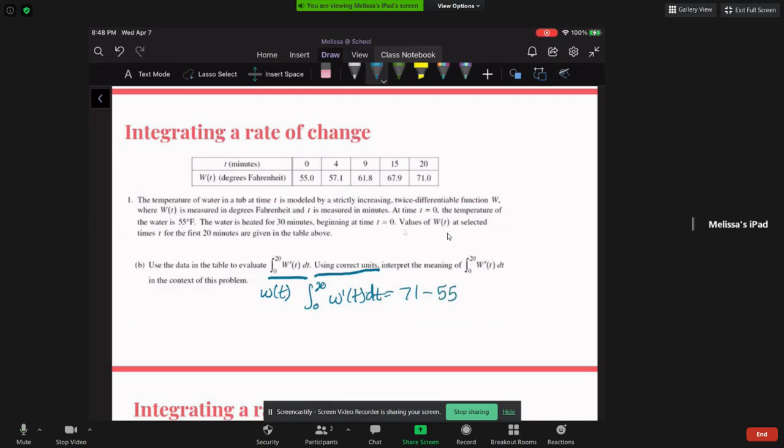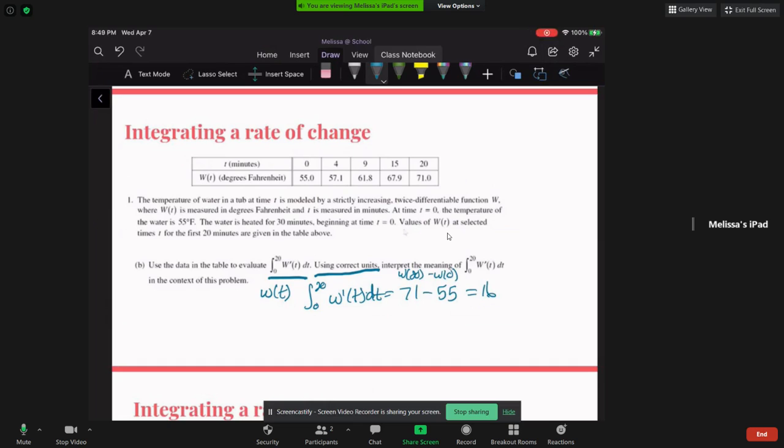So W of 20 minus W of 0 gives us 16. Now, if you were to just write 16 here, you're probably not going to get full credit, because you need to make sure that you are using the correct units and interpreting what that meaning is.